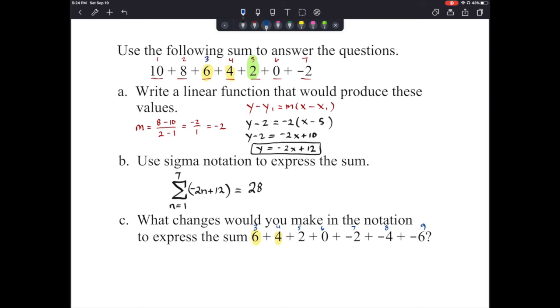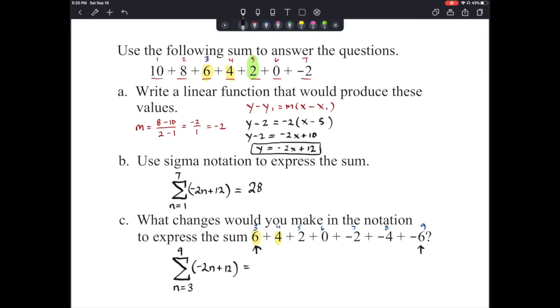So if we're going to change our sigma notation, we're still using that same rule, but now we're going to find the sum from the third term to the 9th term. So we'll write it like this. So we're going to find it from where n equals 3 to where n equals 9. So from the third term to the 9th term of this same function rule. And that's how we would change it there.